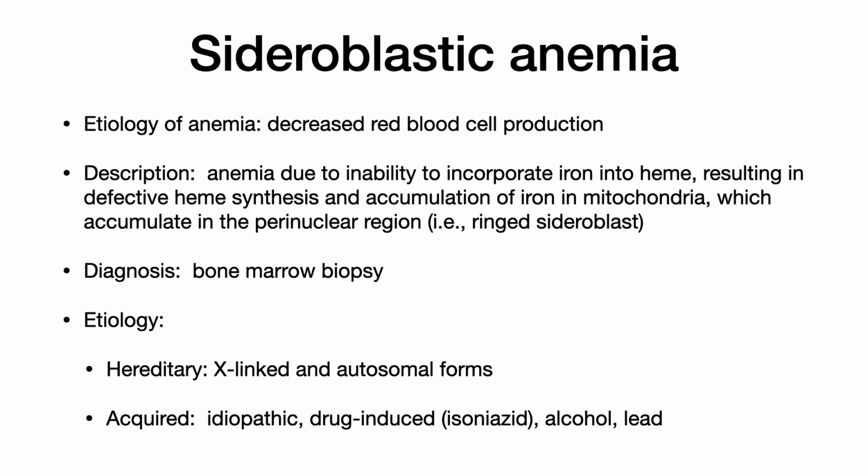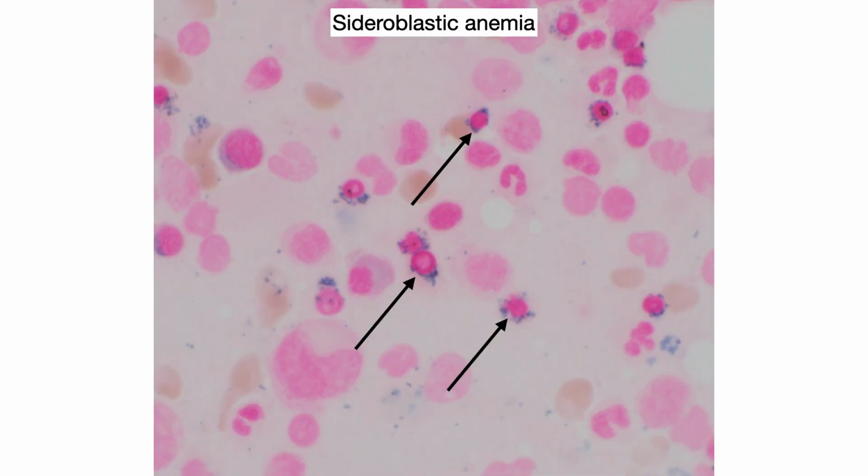So the diagnosis is usually by bone marrow biopsy. There are various forms of it. It can be hereditary or also acquired. Sometimes it just happens, idiopathic. It can also be drug-induced. I put one in there because it's a relatively commonly known drug: isoniazid, alcohol, lead, or other ones. So this is a sideroblastic anemia.